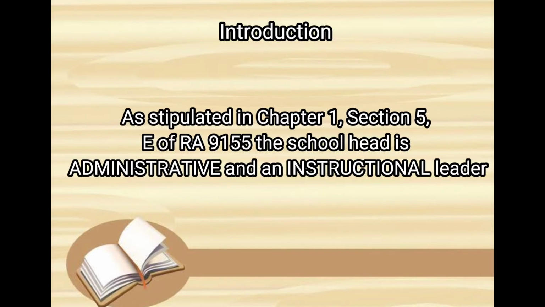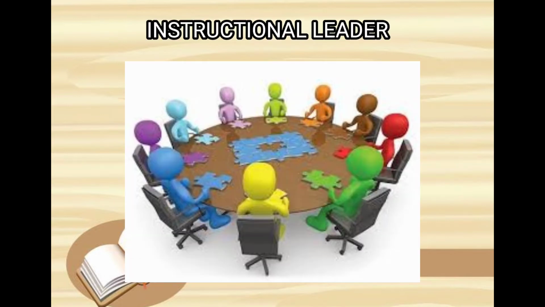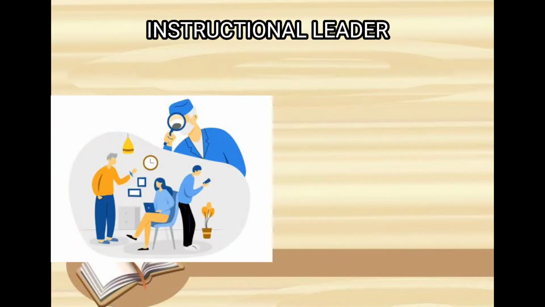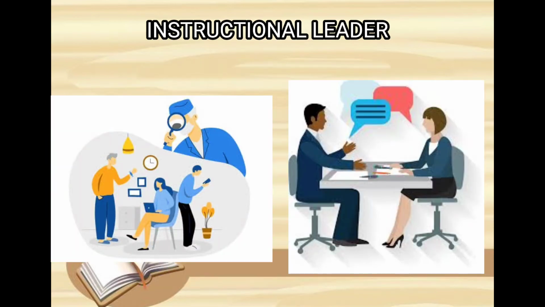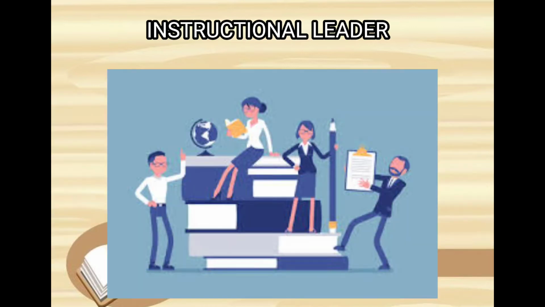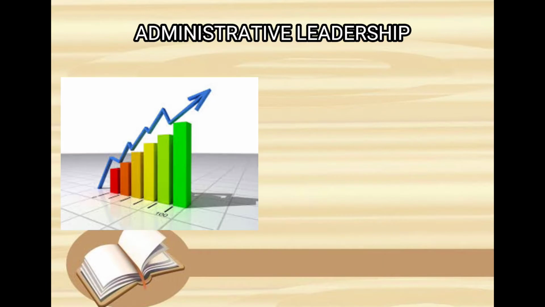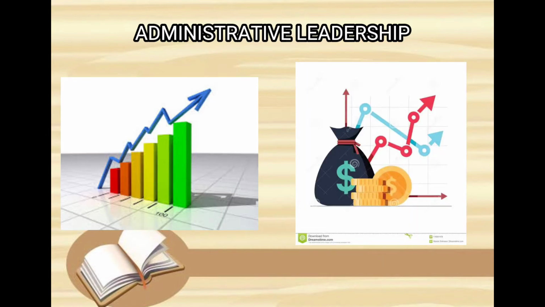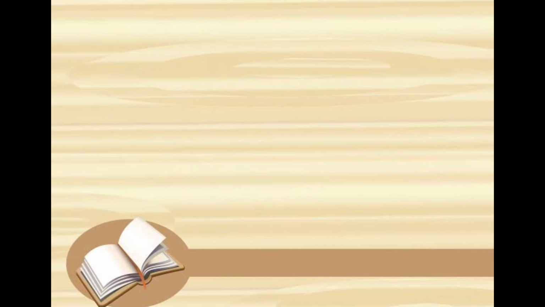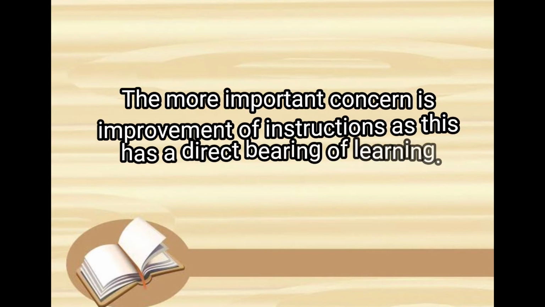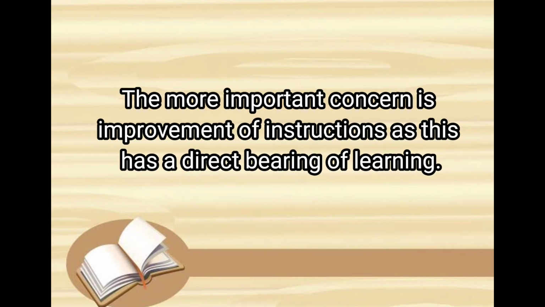As stipulated in Chapter 1, Section 5E of RA 9155, the school head is an administrative and an instructional leader. As an instructional leader, he or she supervises instruction by observing teachers while they teach, conducting post-observation conferences with individual teachers, mentoring and coaching them, ensuring the teachers have the needed resources for teaching. While physical improvement and fund sourcing is the concern of administrative leadership, the more important concern is improvement of instruction, as this has a direct bearing on learning.